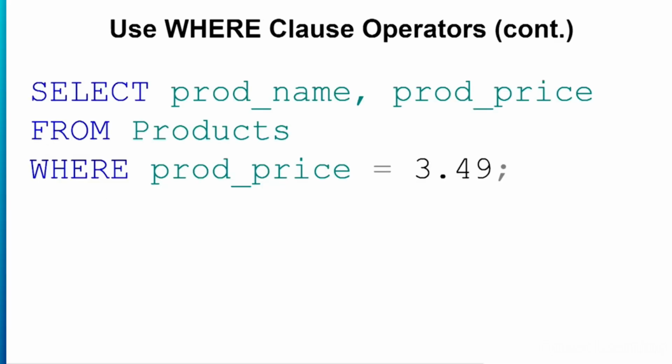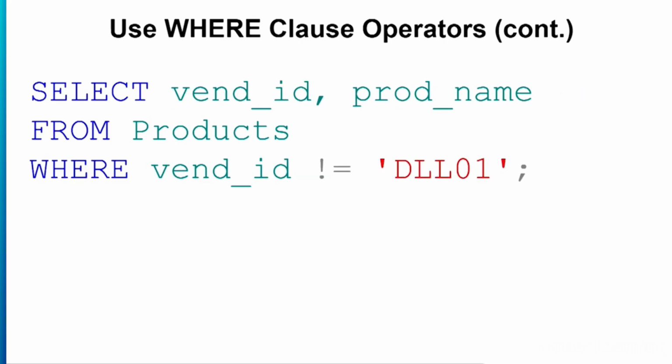Here, we're selecting product name and product price from products for any products with a price of 3.49. This is going to tell the DBMS to search, find those products, and return only those. In this example, we're looking for products made by any vendor other than the vendor specified. Now, the reason I'm showing you this example is to point out something very important. Look at the value passed to compare to vendor ID, DLL01.